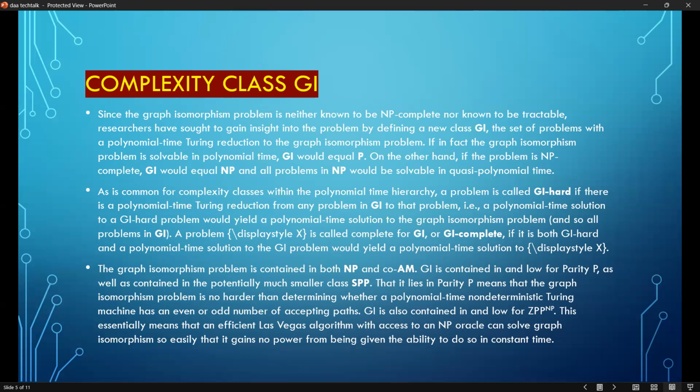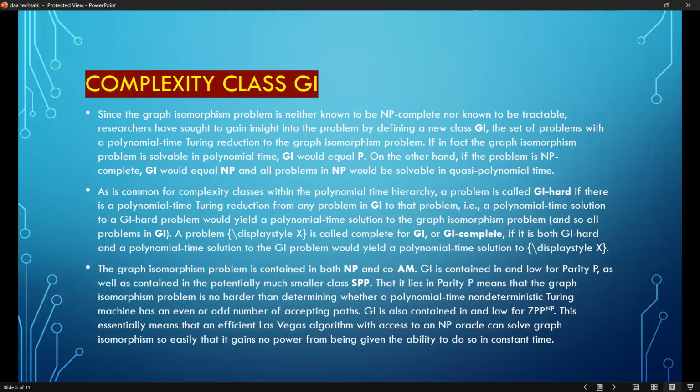As is common for complexity classes within the polynomial time hierarchy, a problem is called GI-hard if there is a polynomial time Turing reduction from any problem in GI to that problem. That is, a polynomial time solution to a GI-hard problem would yield a polynomial time solution to the graph isomorphism problem and so to all problems in GI. A problem X is called complete for GI, or GI-complete, if it is both GI-hard and a polynomial time solution to the GI problem would yield a polynomial time solution to X.